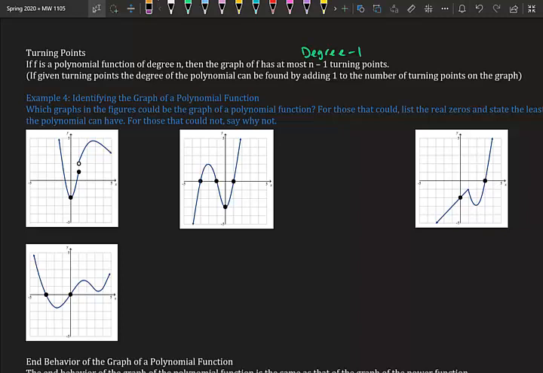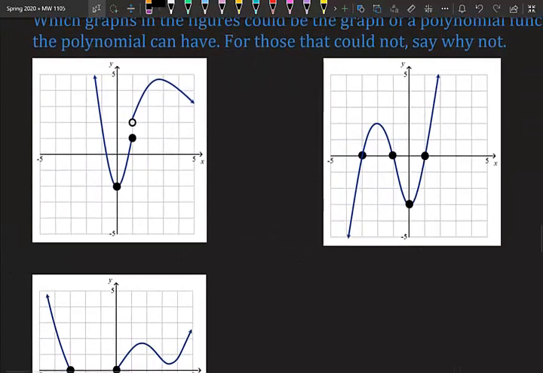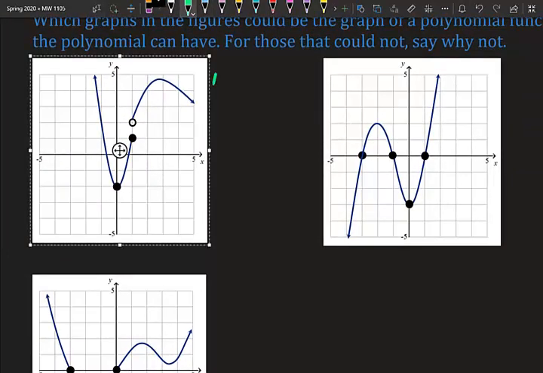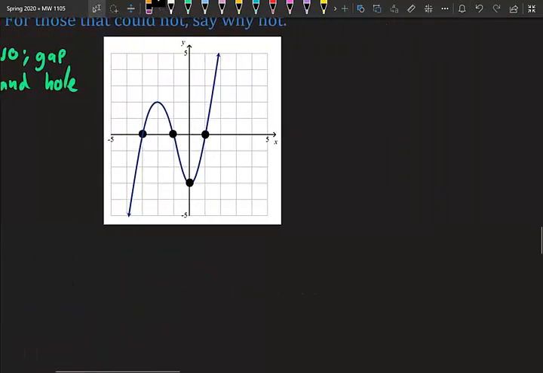So which graph in the figure could be the graph of a polynomial function? For those that could be, list the real zero and state the least degree the polynomial can have. For those that are not, say why not. All right, our first one. No, not a polynomial. Why? There's a gap and there's a hole. Cool. All right, our next one to the right. Is that a polynomial? Yeah, it's smooth, it's continuous, it has a flow. So yes.